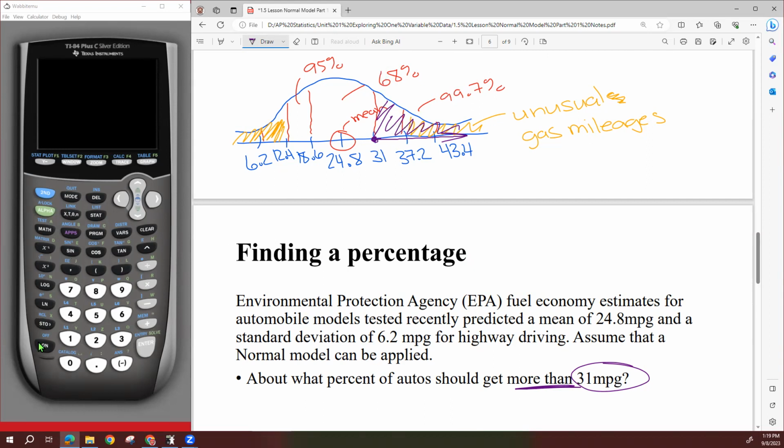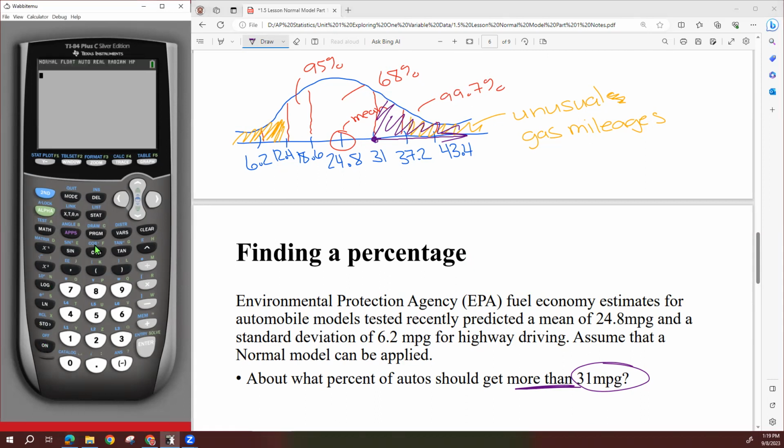And we can do that using the calculator. And so what we're going to do is hit second vars, and we're going to go to the second option, normal CDF. It's going to ask for an upper and a lower bound. What we're telling the calculator is what number goes on the left of the area I want to know and what number goes on the right of the area I want to know. So on the left of my area is 31.